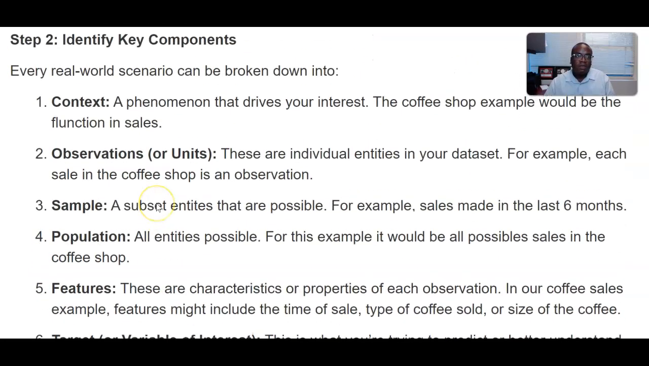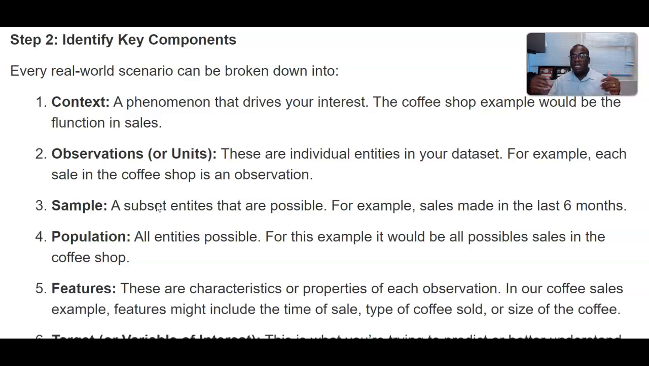In terms of what we discussed in the previous video, the context is just something that drives our interest. In the coffee shop example, it is the fluctuation in sales. It's imperative that we remember that the observations are going to be the sales. If we're trying to understand the fluctuations in the coffee shop, we could look at the past 6 months or maybe even the last week, but let's just make up a sample. There we have the last 6 months.